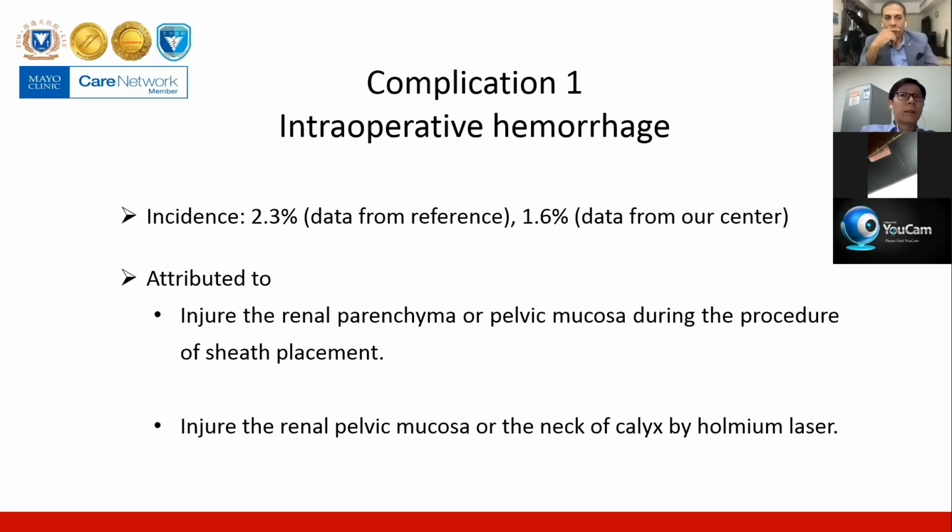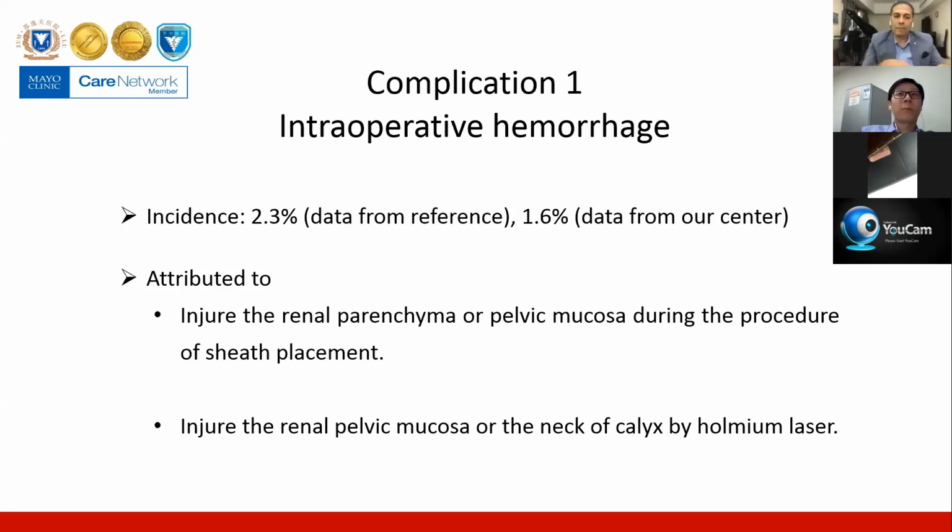So the problem is how to prevent this complication. First, I think choose a sheath with the right length according to the gender and height of the patient, because the injury of parenchyma and pelvic mucosa during the procedure of sheath placement is the major cause of intraoperative hemorrhage, and a suitable sheath will help us, I think. If the length of the sheath is not enough to penetrate the renal calyx, it will fail.